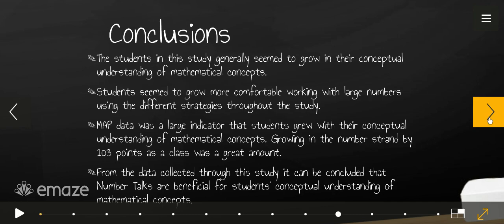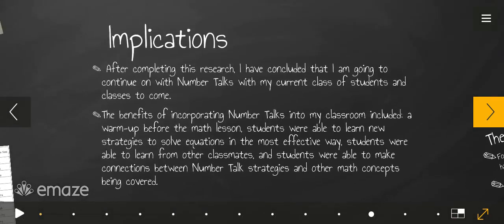So for my implications, after completing this research, I have concluded that I will continue on with number talks with upcoming classes in the future. The benefits of incorporating number talks into my classroom include a warm-up before the math lesson. It was a great way to transition students to be ready for our math time. Students were able to learn new strategies to solve equations in the most effective way. Students were able to learn from other classmates, and students were able to make connections between number talk strategies and other math concepts being covered.